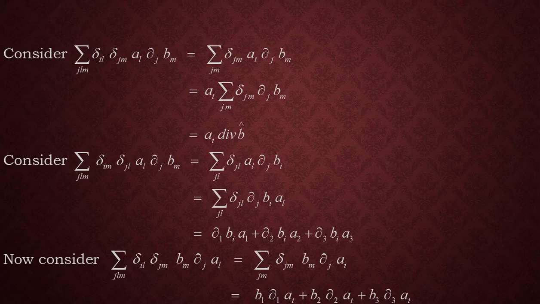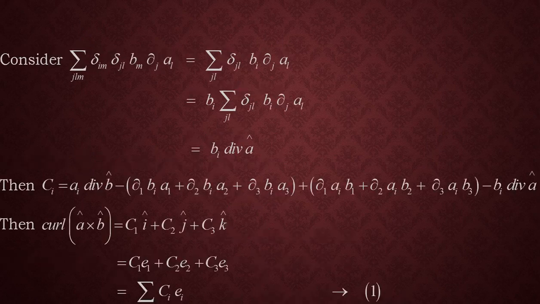Then it gives us summation sigma over j, l, m delta_il delta_jm b_m ∂_j a_l equals b1 ∂1 a_i plus b2 ∂2 a_i plus b3 ∂3 a_i. This completes part 3 of our previous expression. Now we have to consider the fourth part.